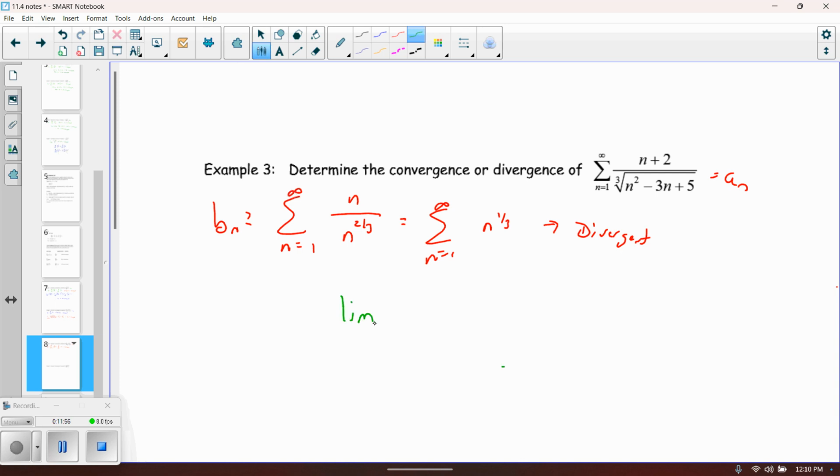I'm just going to go back and say, well, wait a minute, the limit of n plus 2 over the cube root of n squared minus 3n plus 5 is infinite, because the numerator grows faster than the denominator, and therefore A sub n here is divergent. Okay, I didn't even have to finish the whole limit comparison test there. It still would have worked, but you don't have to do it.